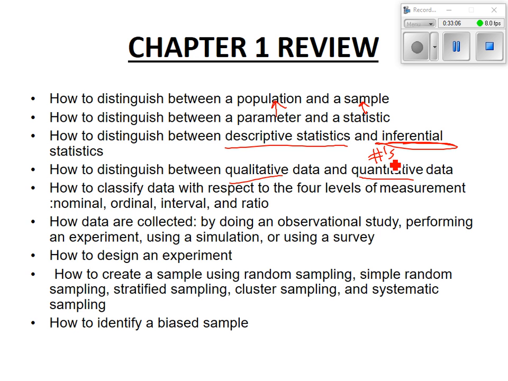How to classify data in respect to the four levels: nominal, ordinal, interval, and ratio. Nominal, again, is just a name. Ordinal does what? Order. Puts it in some kind of order. Interval, what can you do with the interval that you can't do with the other two? Add, subtract. What can you do with the ratio that you can't do with the others? Multiply and divide. You can add, subtract, multiply, and divide. How data are collected, that's what we just got done going over: observational study, experiment, simulation, or survey.